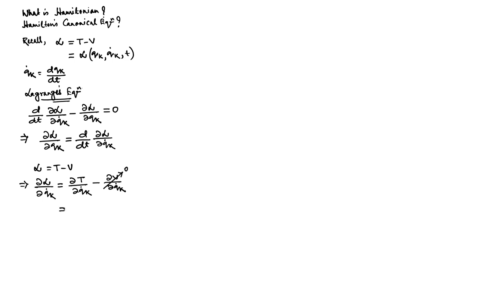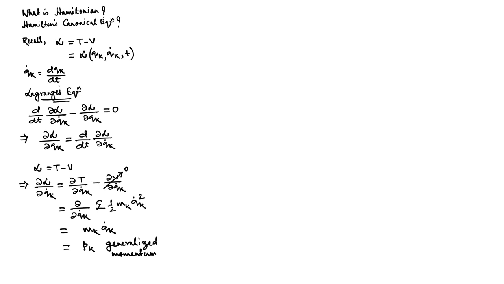Now, what is T? That you can easily conclude is the summation of half m k q k dot square, where m k is the mass of the kth particle. Then if you perform this differentiation, what you get is basically m k times q k dot, and this is what we call p k, the generalized momentum, right. So, up to this point it is fine.